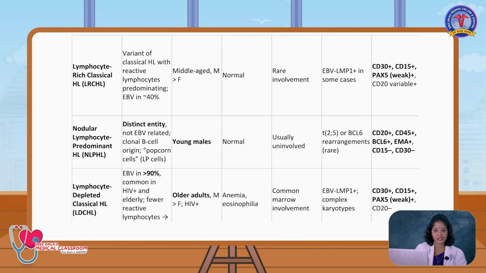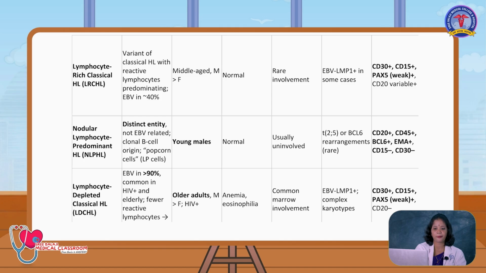Next is lymphocyte rich classic Hodgkin lymphoma. It's a variant of classical Hodgkin lymphoma with predominantly reactive lymphocytes. EBV association will be 40%, the middle age group will be affected, and males are more affected than females. In cytogenetic study, EBV and LMP1 association will be studied. CD30, CD15, and PAX5 will be positive.